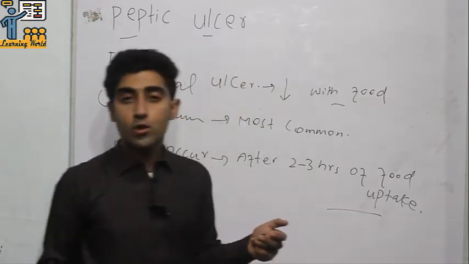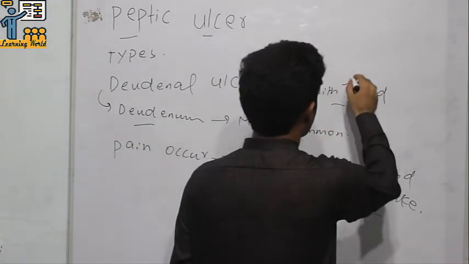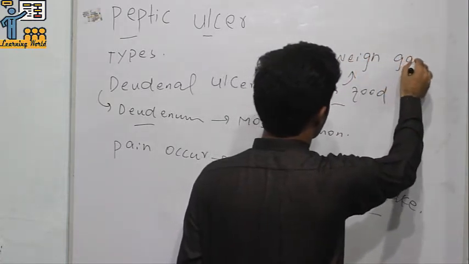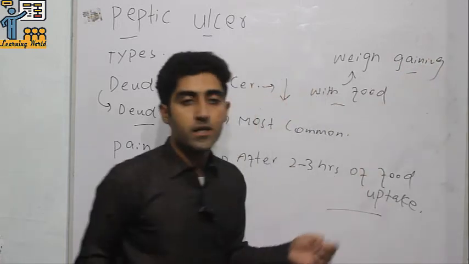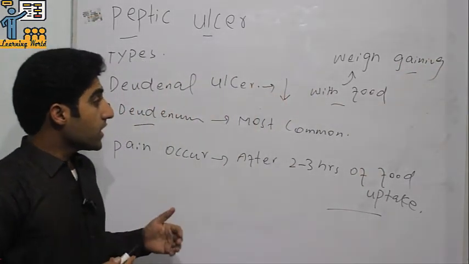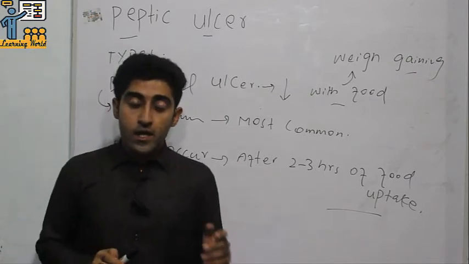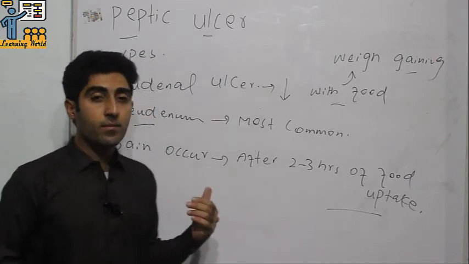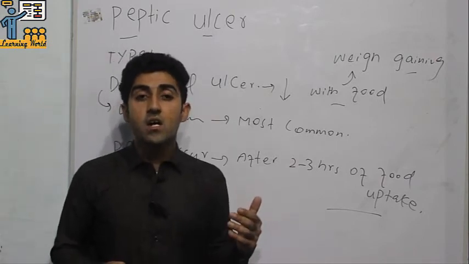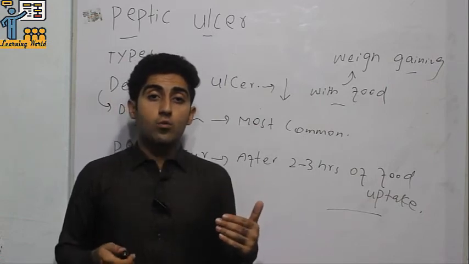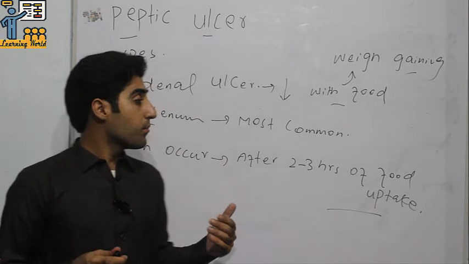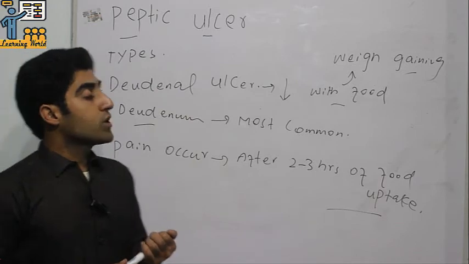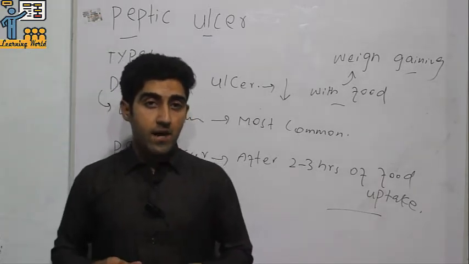If it decreases with food, weight gain will occur here in duodenal ulcer. In duodenal ulcer, no vomiting will occur. In severe condition, which is a symptom of duodenal ulcer, blood may occur in the vomit, or sometimes vomiting will not occur but blood will appear in the stool. So that's all about the basics and the different types of ulcer.